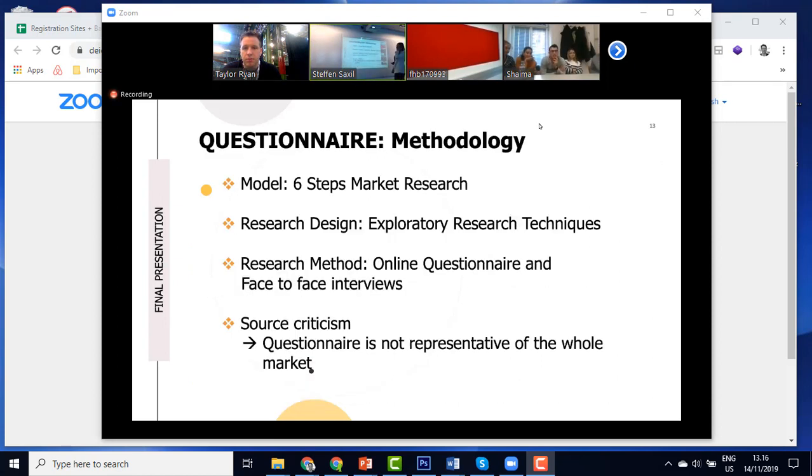When we have a look at the analysis part, the first thing is to say the methodology. It's important to know that we used the 6-step market research model, which is about defining the objective and the problem, and start making a questionnaire and sending it to our network, or the people we can reach, to get responses on the questionnaire. For research design, we used the exploratory research technique because we don't know that much about architects and the market. So it was exploring the market.